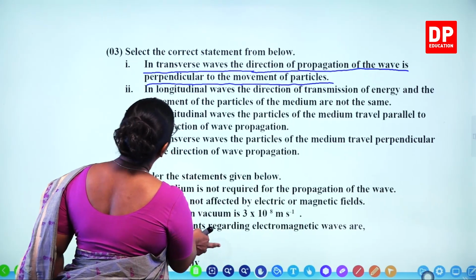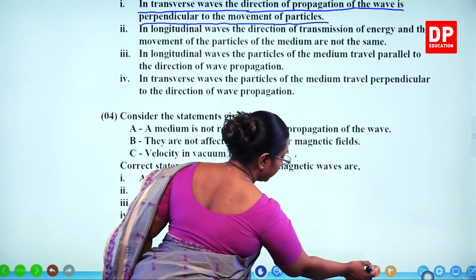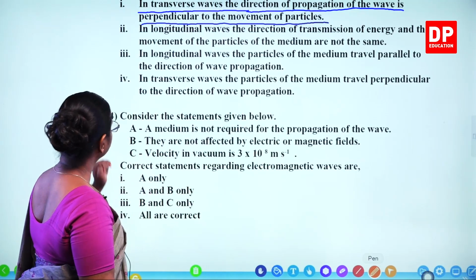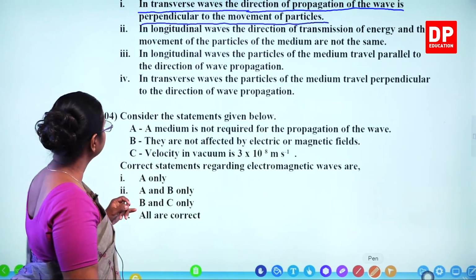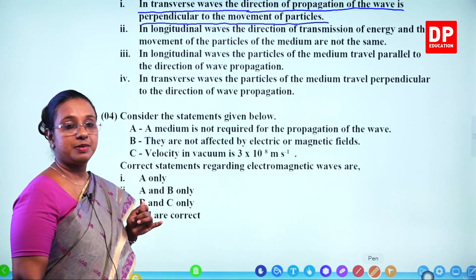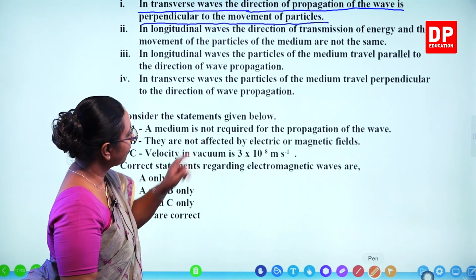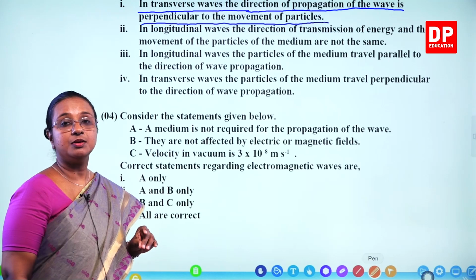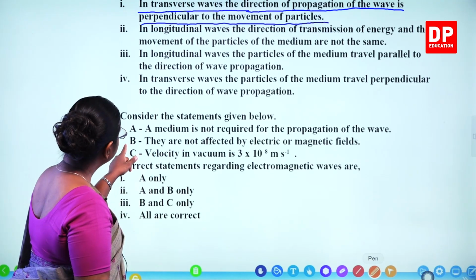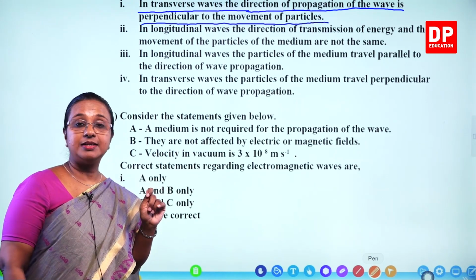Okay. Then I will move on to the fourth question, the second one in the slide. Consider the statements given below. A, a medium is not required for the propagation of the wave. B, they are not affected by electric or magnetic fields.